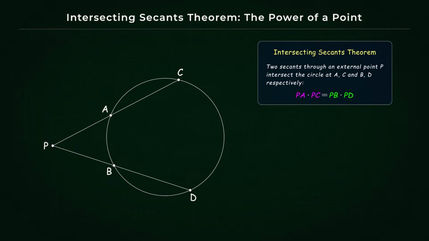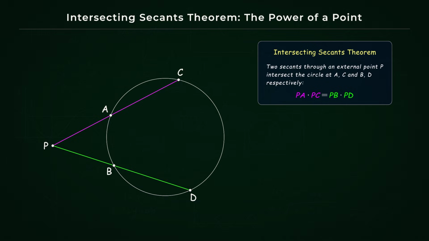In this video, we'll explore the intersecting secants theorem. A secant is a line that intersects a circle at two distinct points. From an external point P, two secants intersect the circle at A, B and C, D respectively. We then have PA times PC equals PB times PD. This is the intersecting secants theorem.